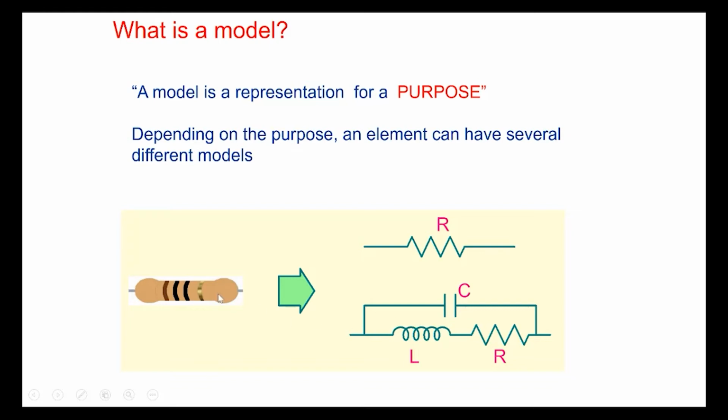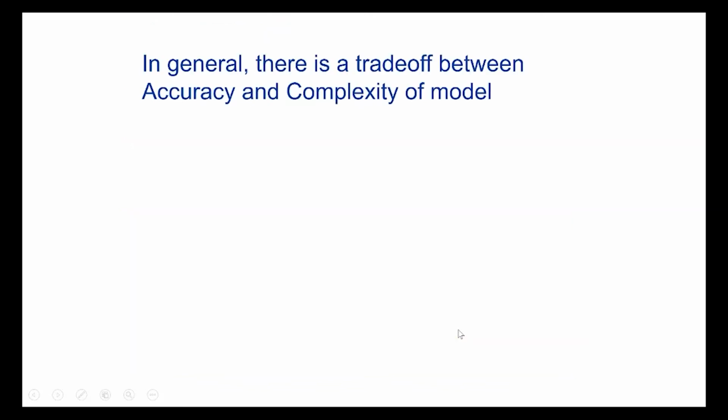Right, so for the case of a practical resistor, we can see that there are these two models that are possible here. A simple model, but obviously less accurate, and a complex model, but more accurate. And in general, you would find that no matter which element you take, you can build a variety of models for that particular element, with different accuracies and different complexities.